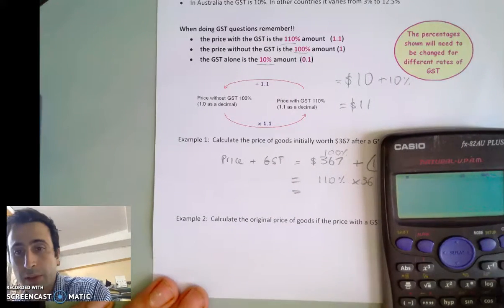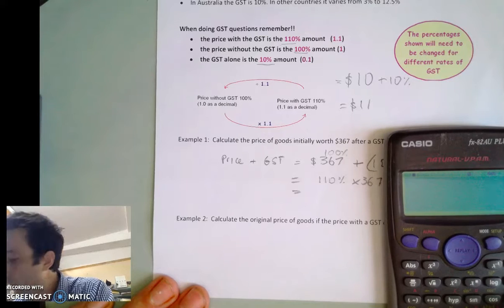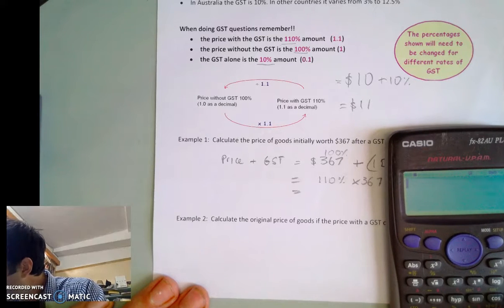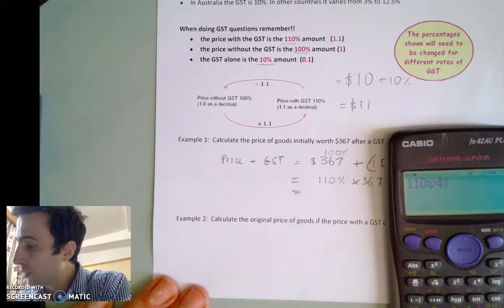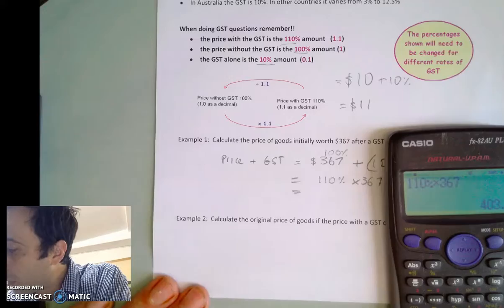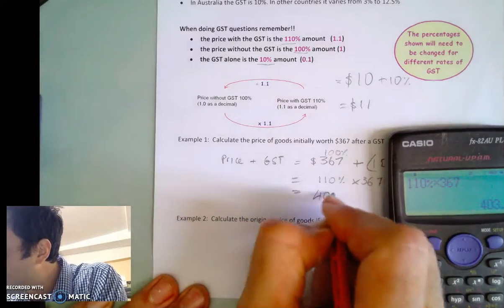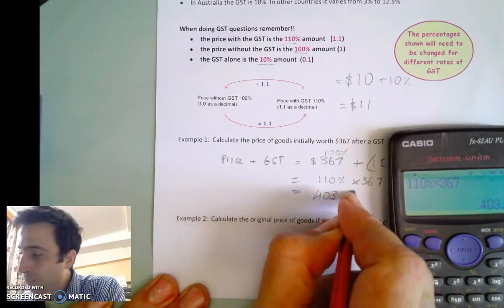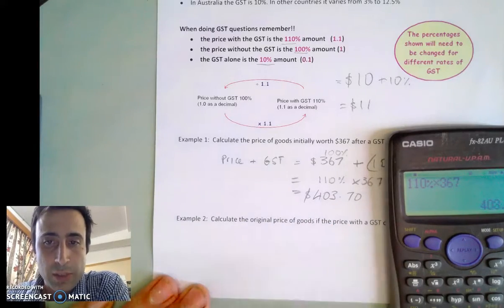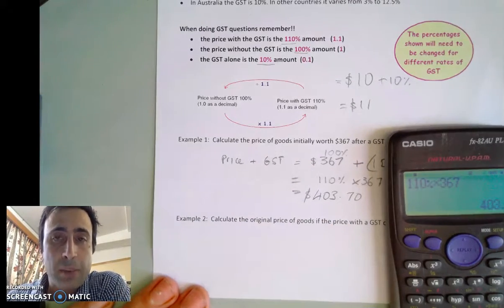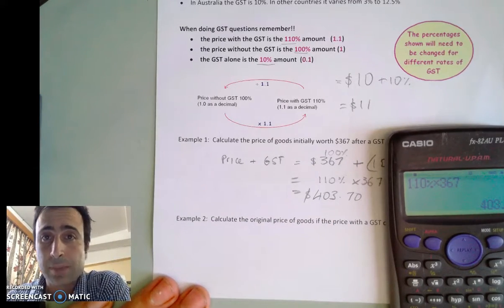Now all we have to do is just type that straight into our calculator. So let's move it out of the way a little bit. There we go. 110% of $367, and we end up with $403.70. So that's one type of question. That's the type of question where we have the amount and we have to figure out the 10%.